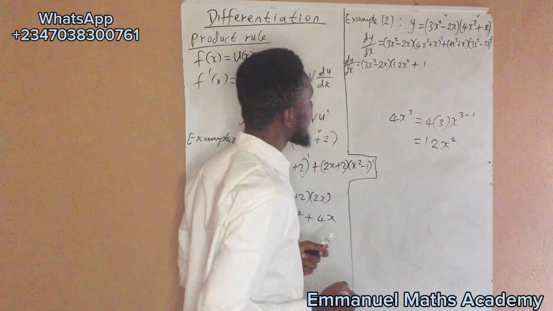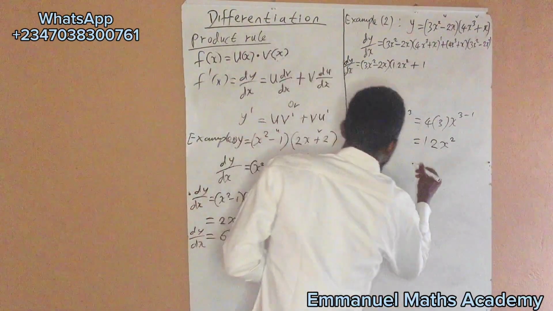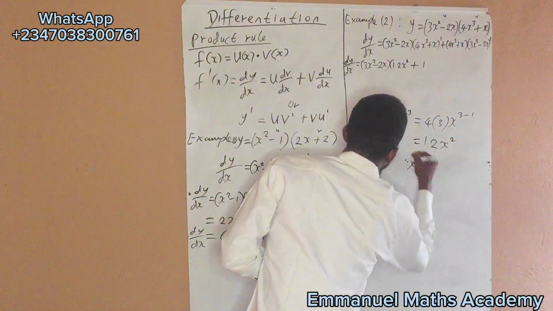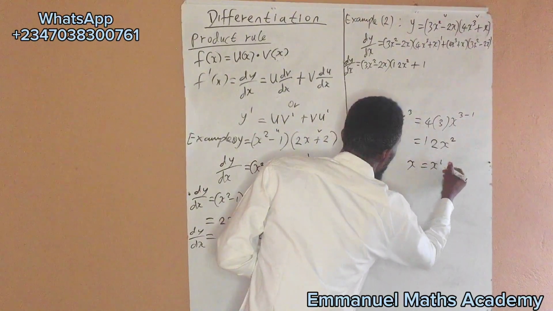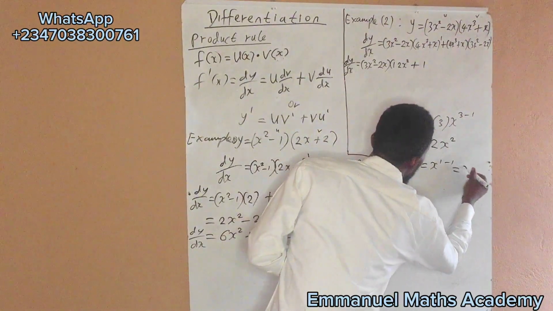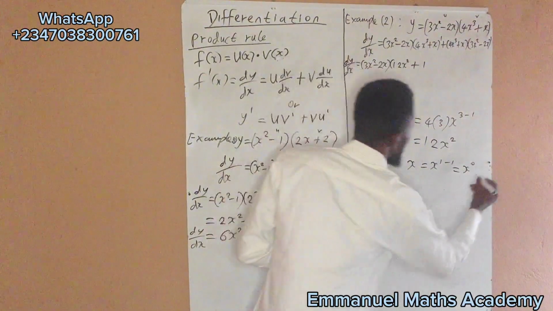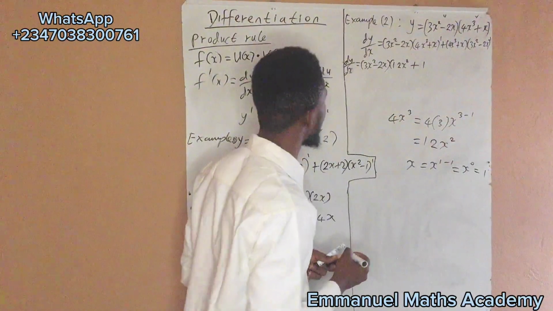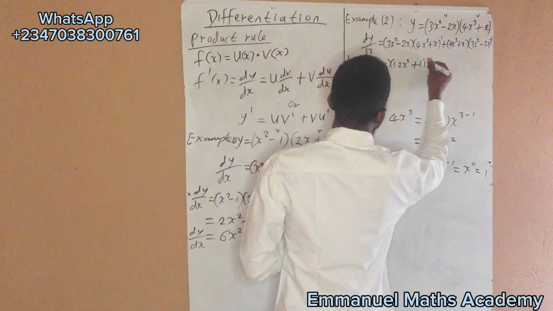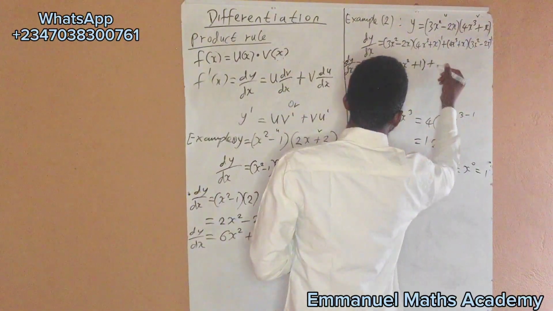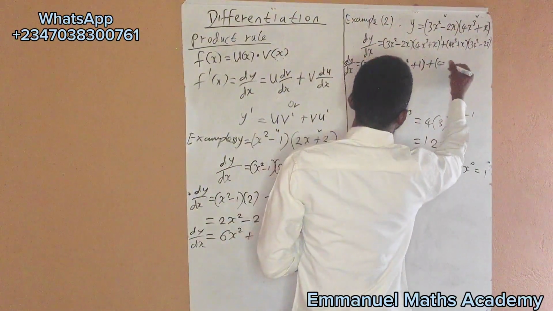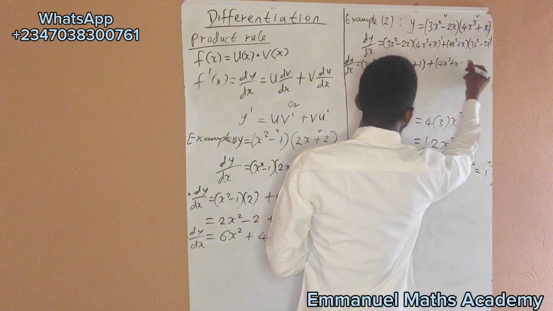Is that correct? Because if you have x and you differentiate this, you have x raised to the power of 1 minus 1, which is equal to x power 0. And x power 0 from the law of indices is equal to what? 1. Plus, you write down 4x power 3 plus x.